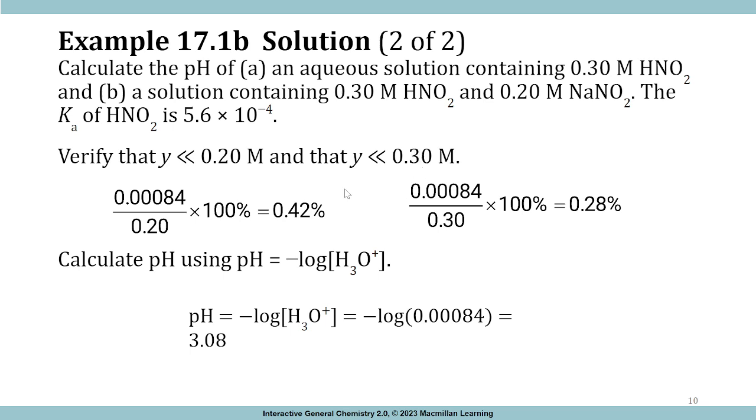Okay, so we're again going to calculate our pH. And so we take the negative log of that value. So negative log of 0.00084, that gives us a pH of 3.08.